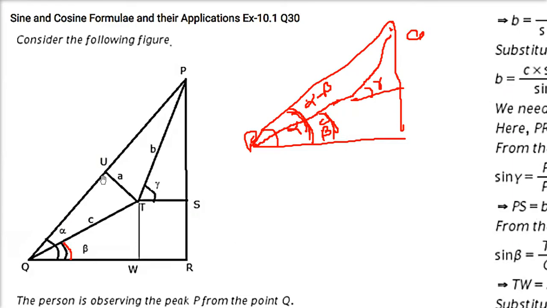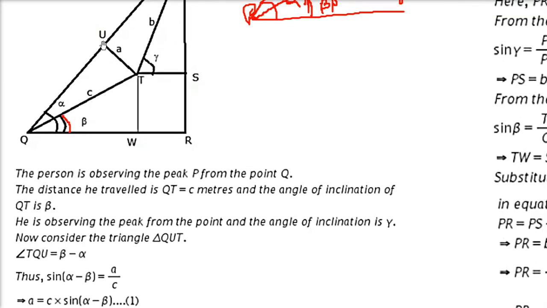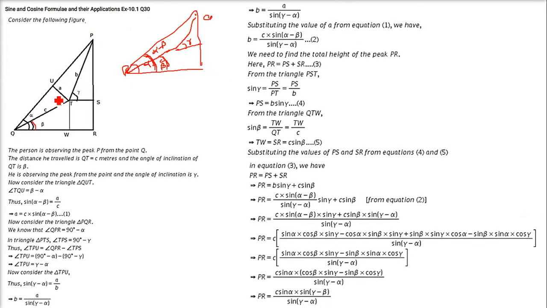So if you take this triangle TQU, you can take the sine rule, or just use this triangle. Sine of alpha minus beta will be perpendicular upon hypotenuse. Perpendicular is A and hypotenuse is C, so this will be A by C. So you get A as C sine of alpha minus beta. This is our first equation. Now coming to triangle PQR, the bigger triangle, P, Q and R. What will this angle QPR be?